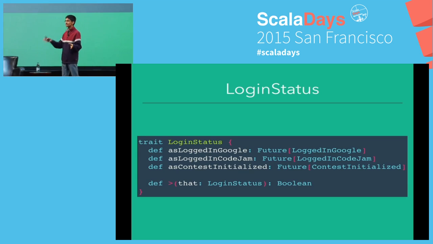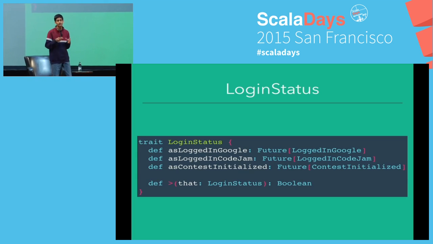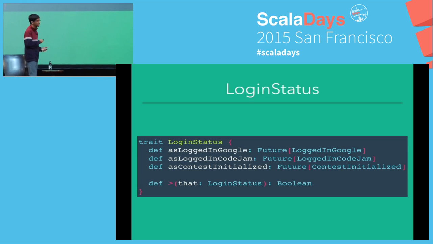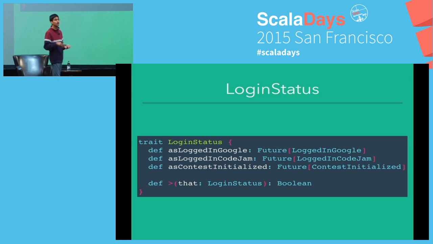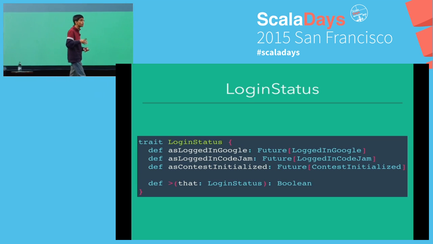To implement these different states, I have a trait LoginStatus. Now each of these states implements this trait. And when you're implementing the trait, you're required to implement first these three methods: asLoggedInGoogle, asLoggedInCodeJam, and asContestInitialized. Now these return futures of the respective types. The really cool thing we can do with this is, since we have these monadic operations on futures, we only have to implement the logic to get to the next step, but nothing else.